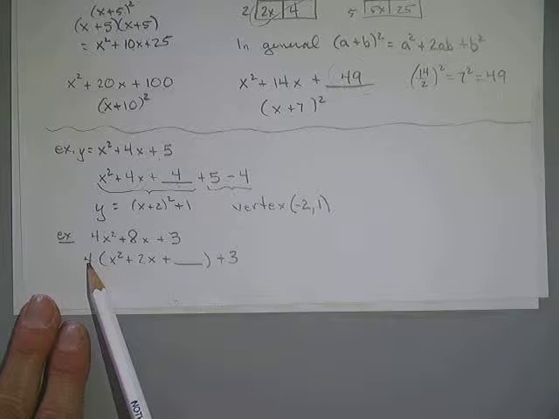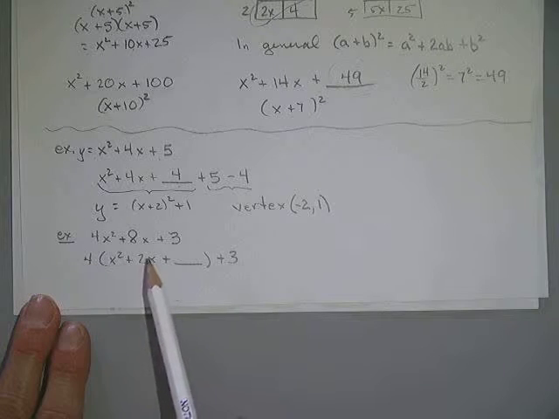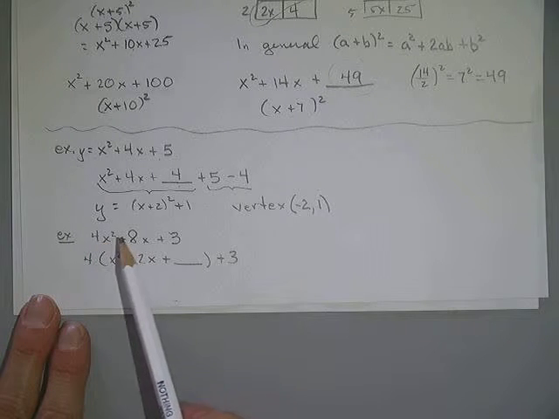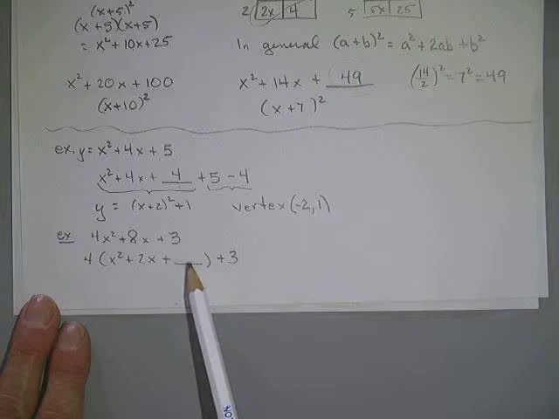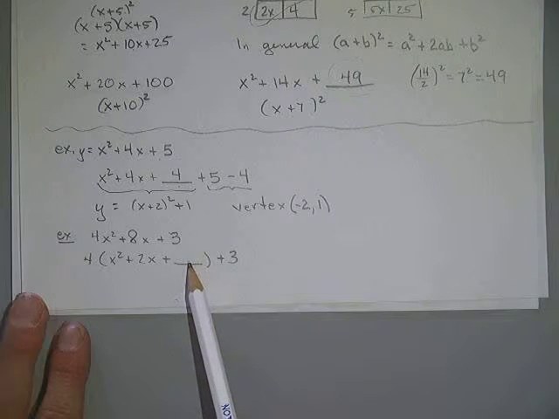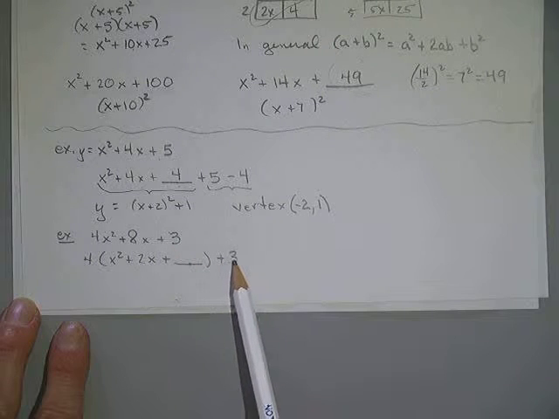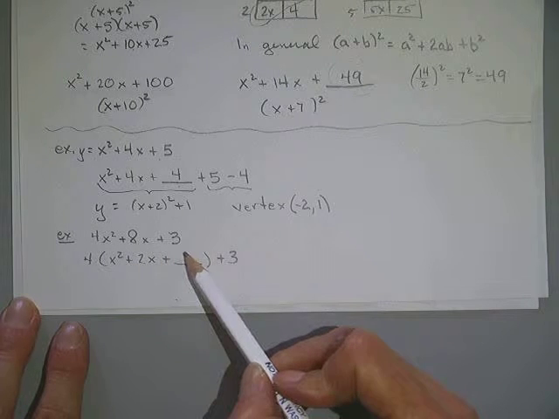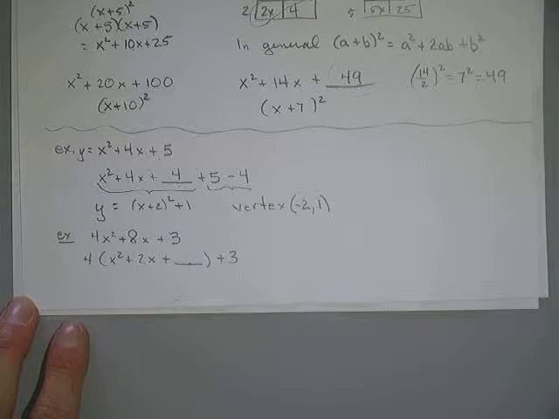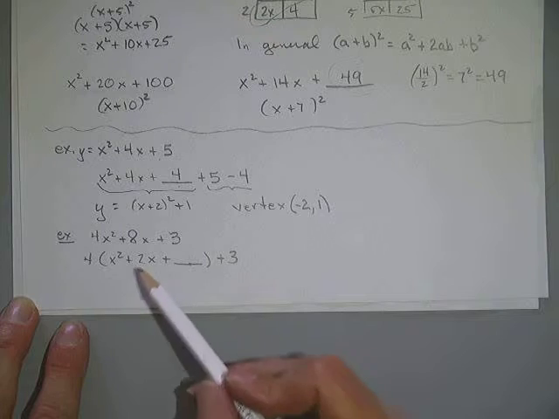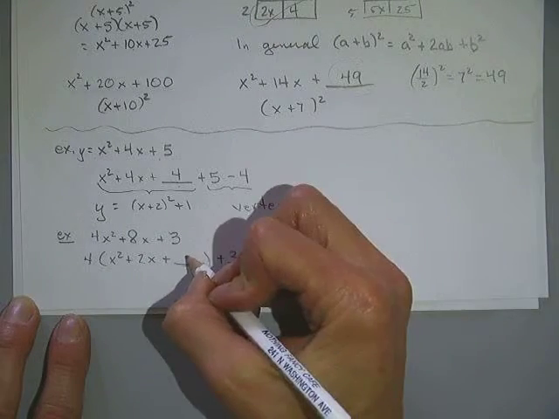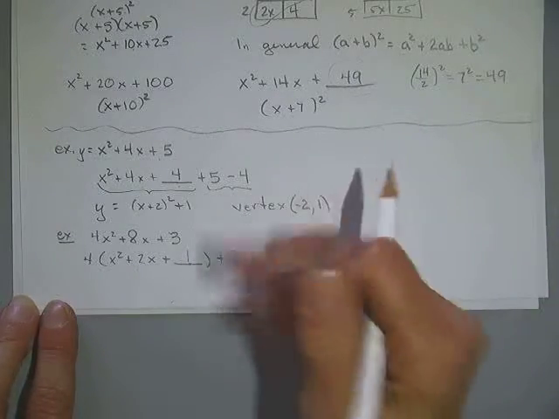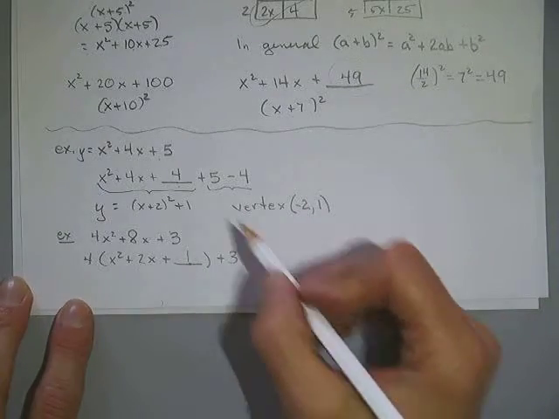Okay, do you see what I did? I took the 4 and put it out front. So I took the 4 out of the x squared, I divided the 8 by 4, and now I'm going to put a little blank here because that's where I want to put my perfect square number. The 3 is hanging out here by itself. So now, what number needs to go in here to make a perfect square? Half of 2 is 1, squared is 1.